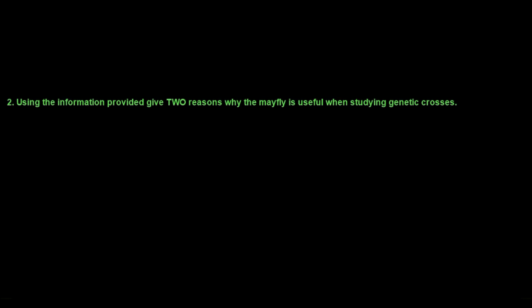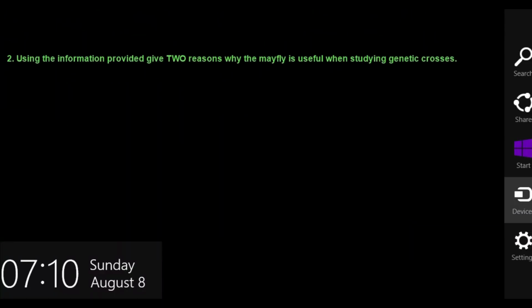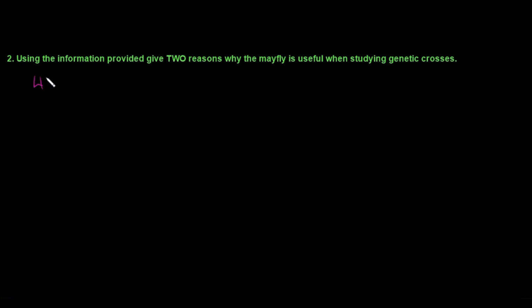They say, using the information provided, give 2 reasons why the mayfly is useful when studying genetic crosses. Now going back up there, I can already establish the 2 things that are used. So it's the fact that the females live less than 5 minutes and the males 2 days, and then the females lay anywhere from 400 to 3,000 eggs. So let me write that down and then I'll explain. So 400 to 3,000 eggs. And also the second one is a short lifespan.